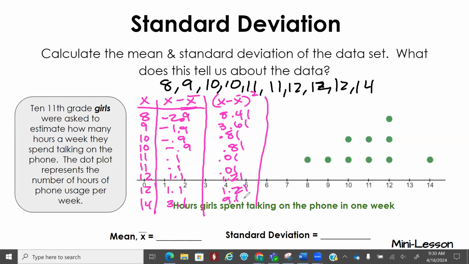So once you get here and you have filled in all that junk, you're gonna take all those numbers that are in the last column and you're gonna add them up. So add them all together.